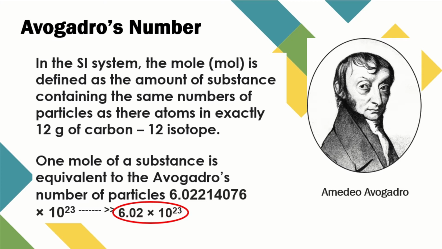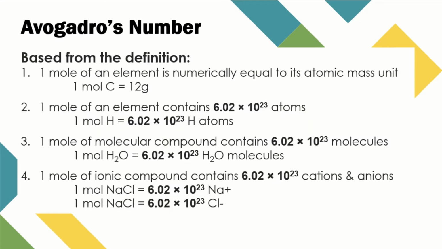Again, 1 mole of a substance is equivalent to the Avogadro's number of particles, the number of particles that is present in our 1 mole of a substance. So based from the definition of Avogadro's number, number 1, 1 mole of an element is numerically equal to its atomic mass unit. Number 2, 1 mole of an element contains 6.02 times 10 raised to 23 atoms.